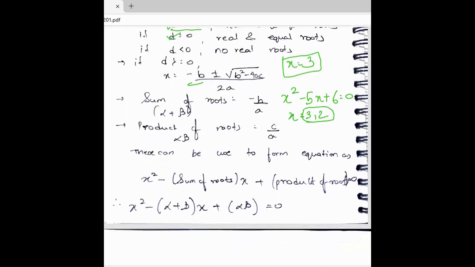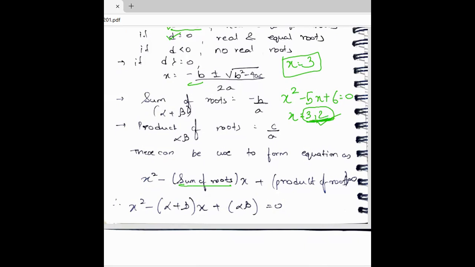Now, what else can we do using the sum of the roots and the product of the roots? We can form a quadratic equation. For example, if you already have the roots in the question, if they have given us the roots 3 and 2 and we have to find the equation, then what can we do?